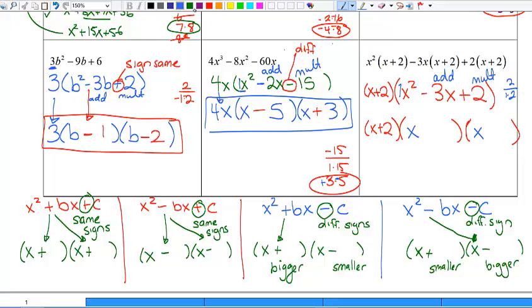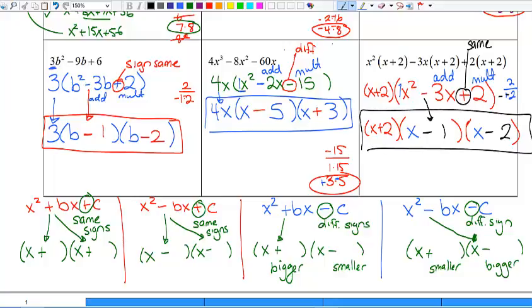Let's take a look at my signs. I know that this is positive on my c. Because it's a positive c, I know that my signs are the same. Well, what signs are they? I come in here and look at my b. My b is negative, so that means my signs have to be both negative. So my numbers we already determined were negative 1 and negative 2. So 1 times 2 truly does multiply to 2, and negative 1 plus negative 2 does add to a negative 3. So that is my final answer.